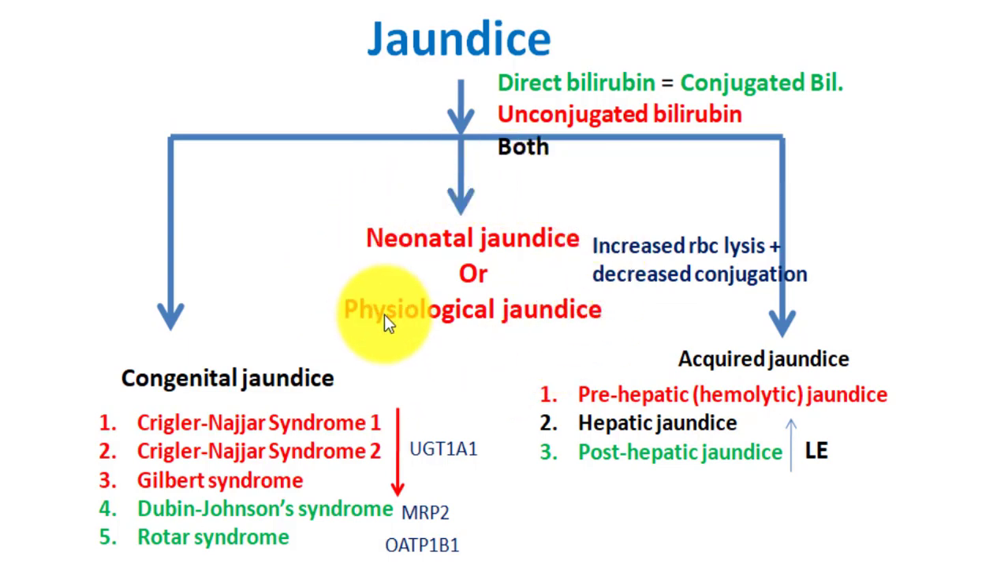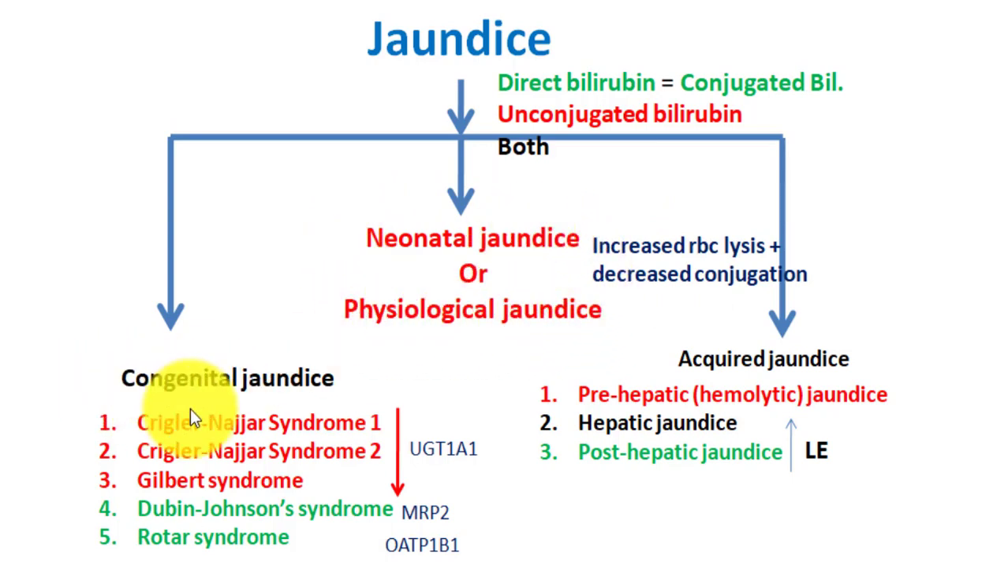Neonatal jaundice occurs just after the birth, within 3 days of birth, and it lasts for about 2 weeks, and the peak of unconjugated hyperbilirubinemia will be within 1 week, at the last of 1 week. And this jaundice is because of increased RBC lysis, because this newborn has fetal hemoglobin. So increased RBC lysis of fetal hemoglobin, and then there will be decreased conjugation, and the end result of both will be isolated unconjugated hyperbilirubinemia.